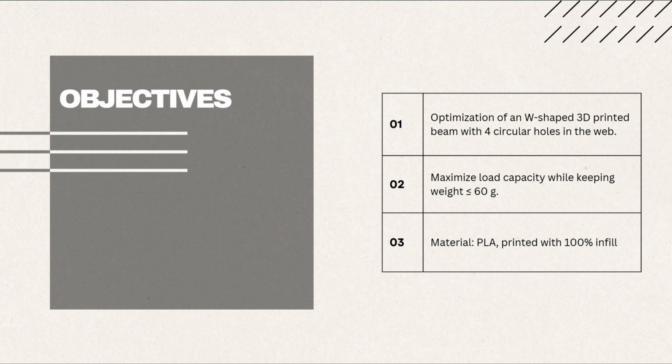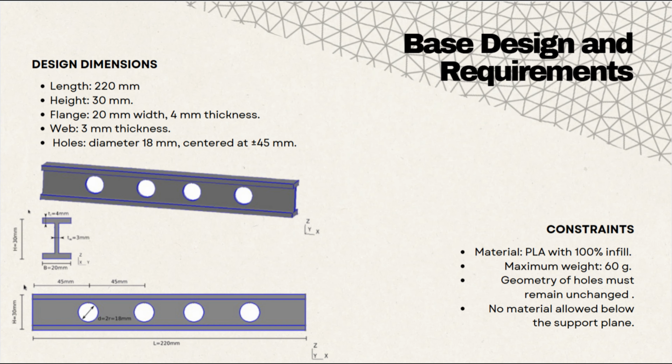So, first of all, we need to understand what we want of this project. The objectives are as follows: to optimize a W-shaped 3D printed beam with the 4 circular holes in the web to maximize its load-bearing capacity while keeping the total weight less than or equal to 60 grams. The material used is PLA, and the beam is printed with 100% infill. So now we understand what we want of this project.